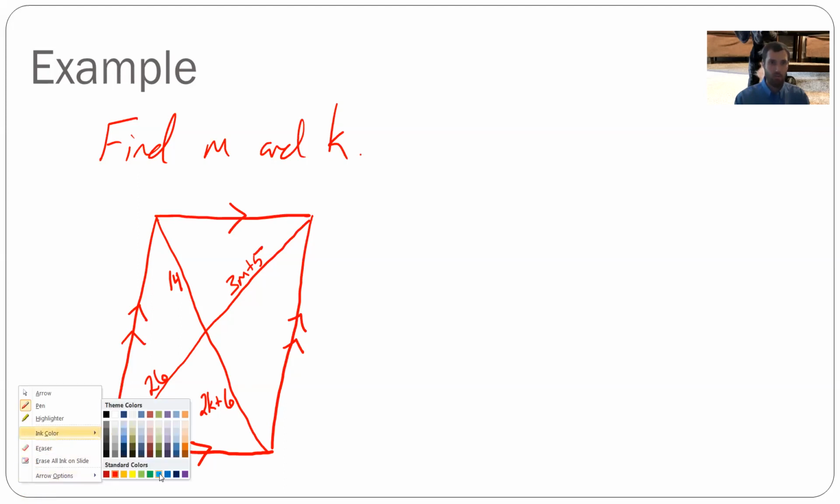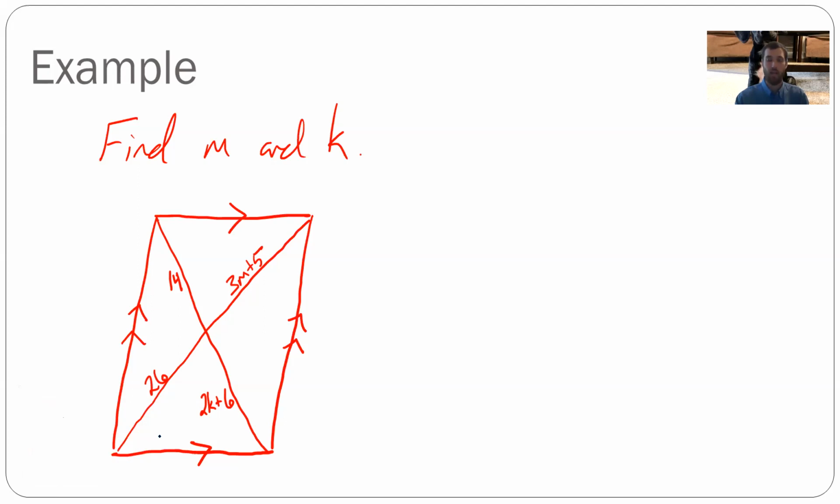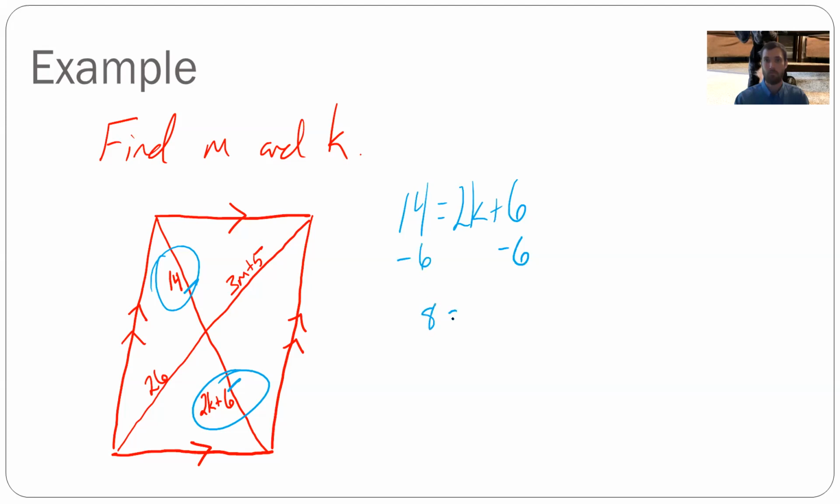And we're just going to do something very similar that we've been doing this whole time. Diagonals, these red pieces, they cut each other in half. 14 will be the same as 2K plus 6. So all I have to do is set these equal to each other. 14 is going to equal 2K plus 6. And then all I have to do is solve it. Solve for this K, move the 6. And then we just need to divide by 2. 8 divided by 2 is 4, equals K.